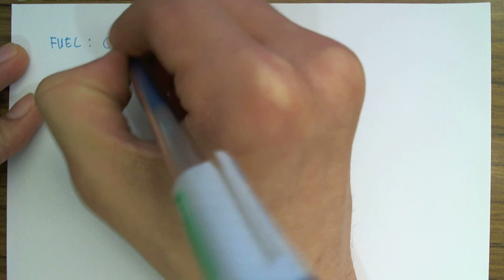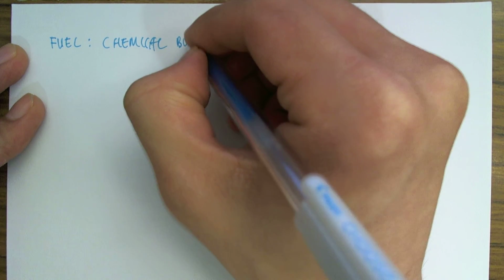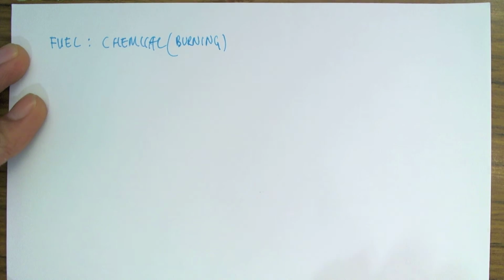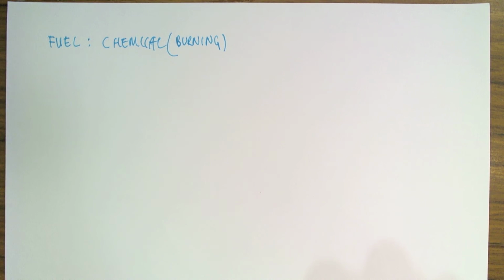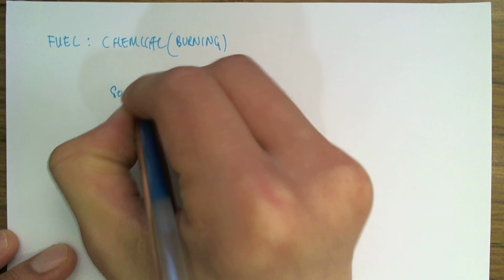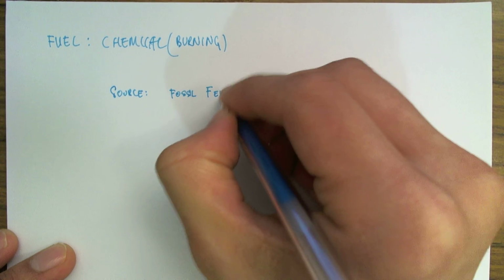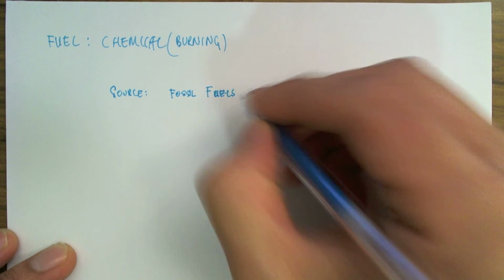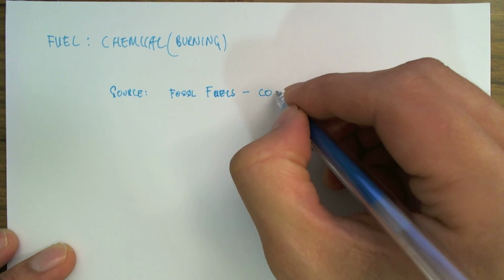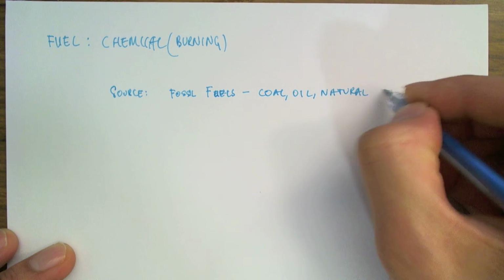So as I mentioned earlier, this involves, just write that down, chemical burning, right? So this mainly involves the burning of fossil fuels. So the source is fossil fuels, which comprise coal, oil, and natural gas.